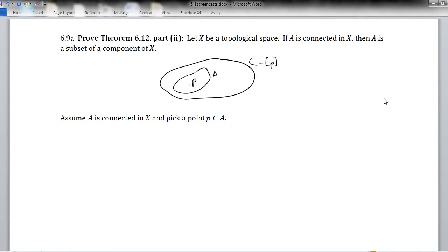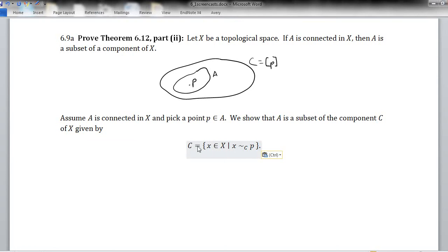I'm going to show that A is a subset of the component C of X given by the equivalence class of P, which by definition is the set of all X in X which are equivalent to P. Why is A a subset of C? Let's take any point in A and show that it's an element of C.